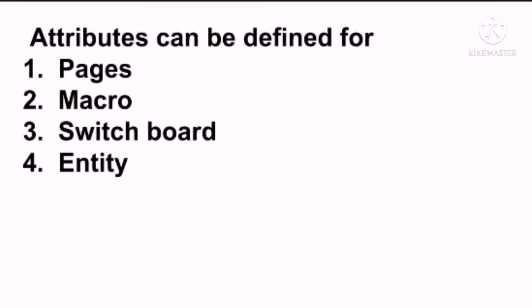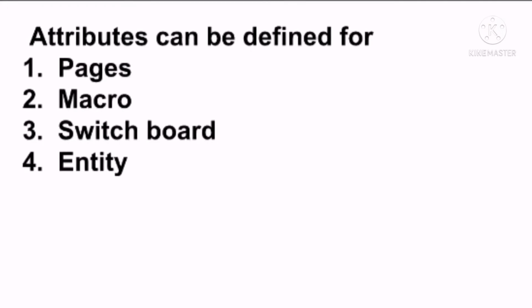Next question. Attributes can be defined for. Your options are: first one, pages; second one, macro; third one, switchboard; fourth one, entity. So the correct answer is entity. So attributes can be defined for only entities.